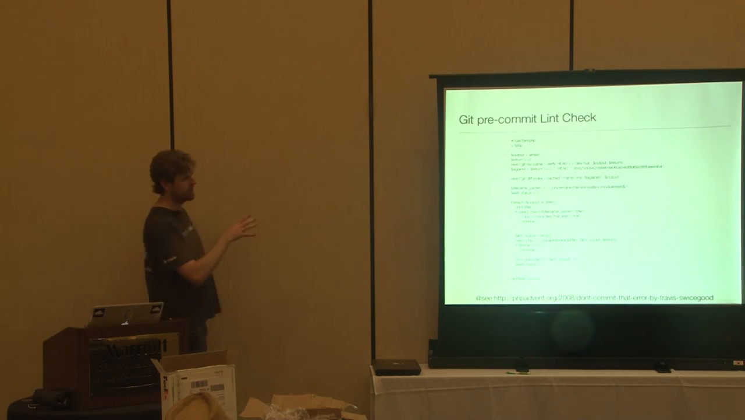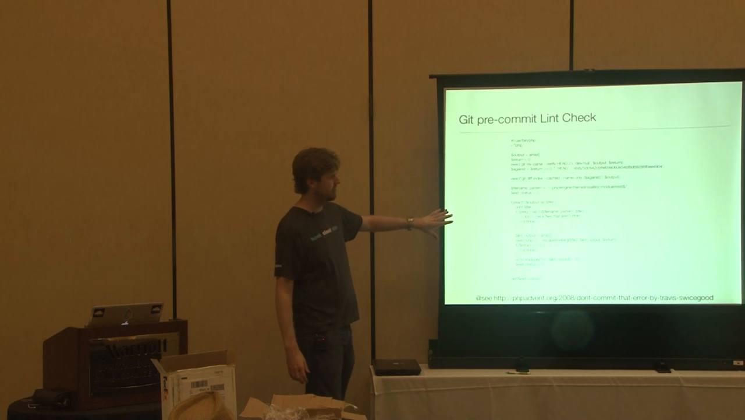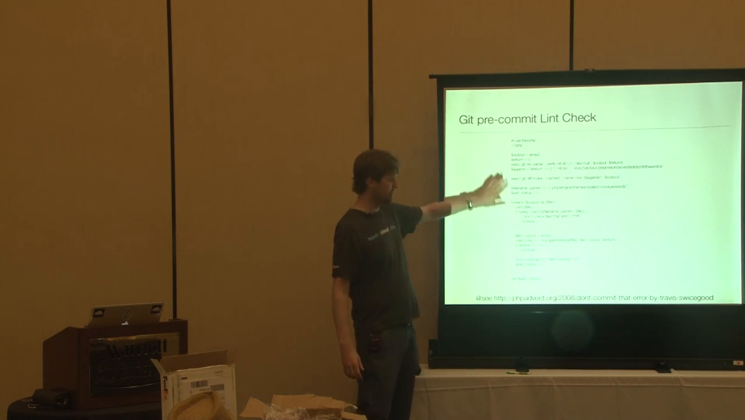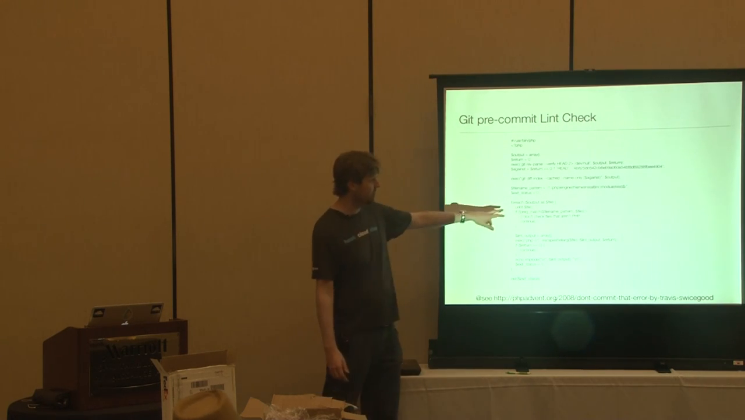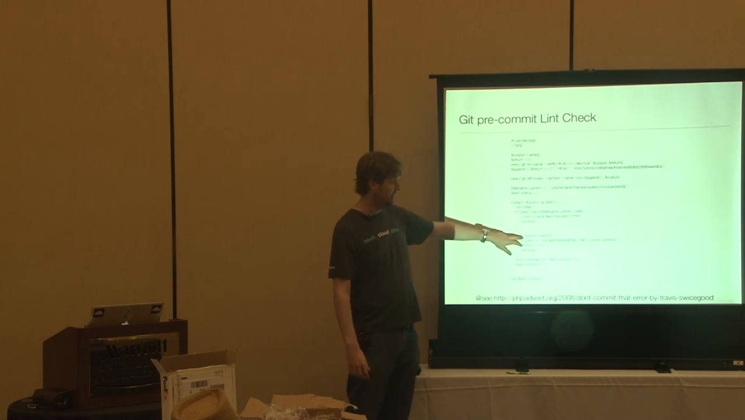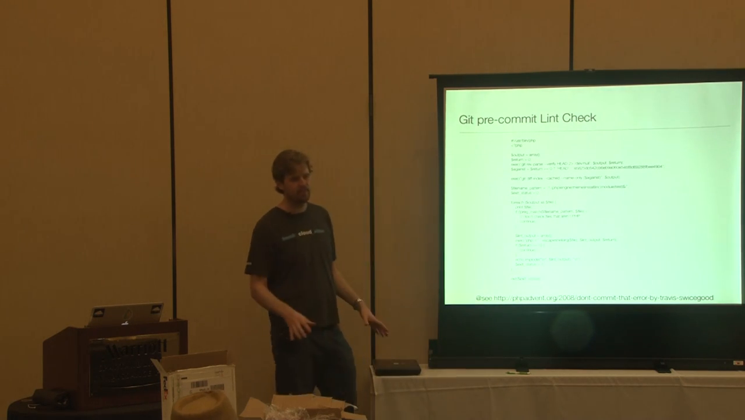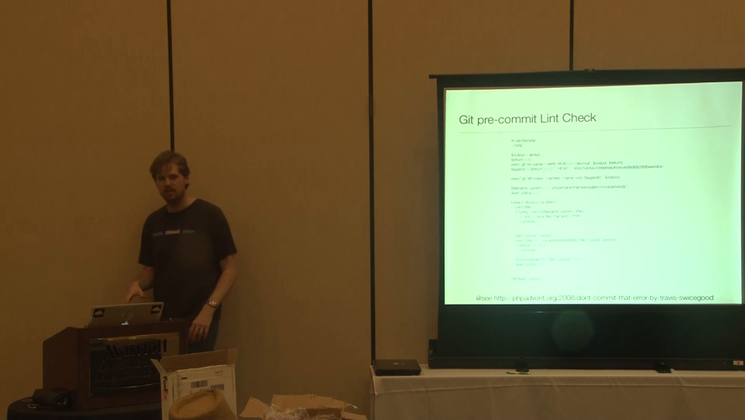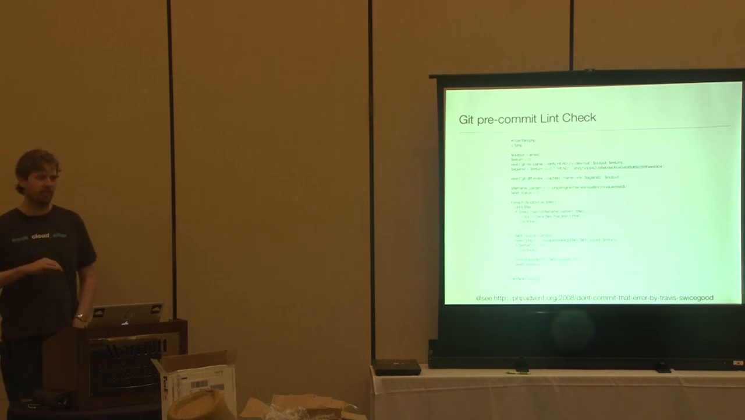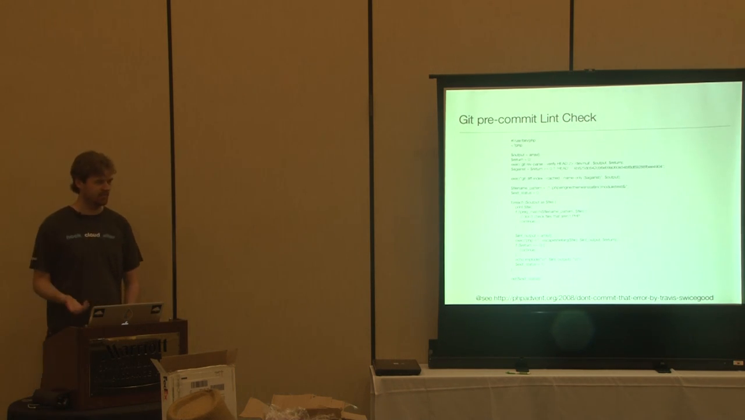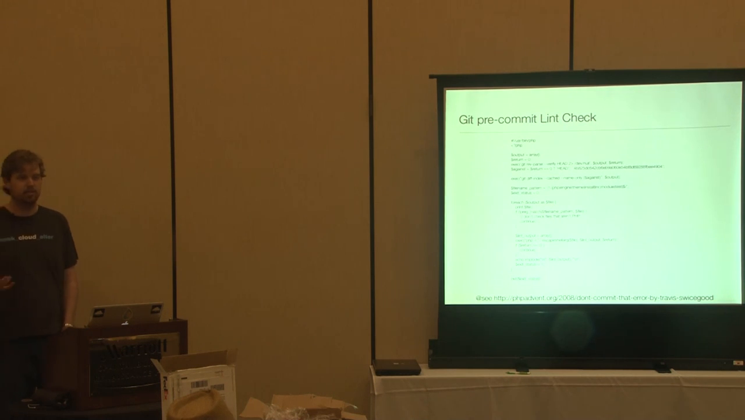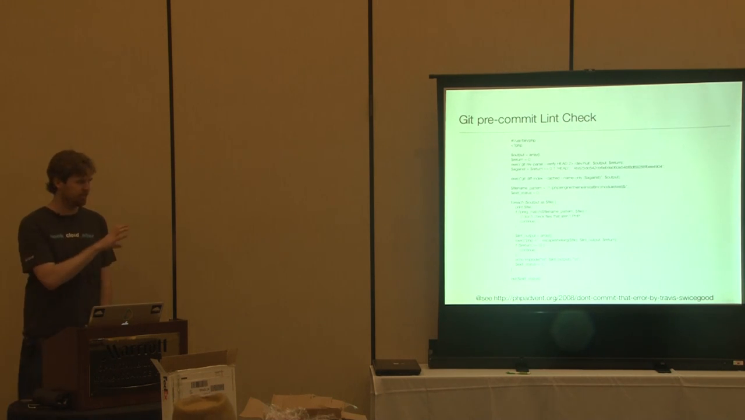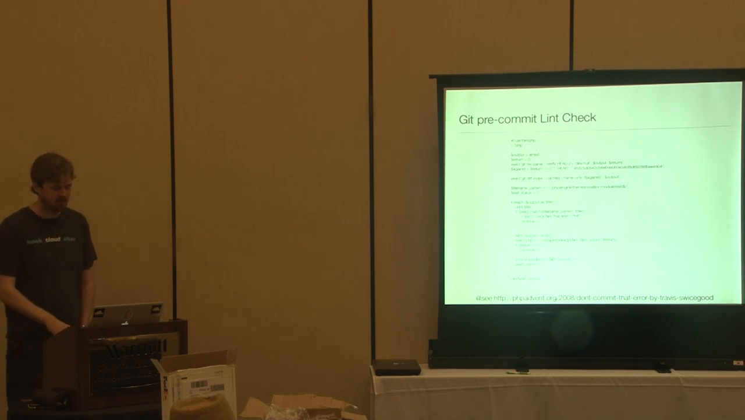Here's an example of a Git lint check. I'm not going to worry about the individual lines, but essentially it pulls out all the files that have changed and runs a lint check against them. If any of those fails, it actually blocks the commit. This way, there's never any bad PHP syntax in your repository, because there never should be. And this is just kind of a harsh way to make sure that happens.